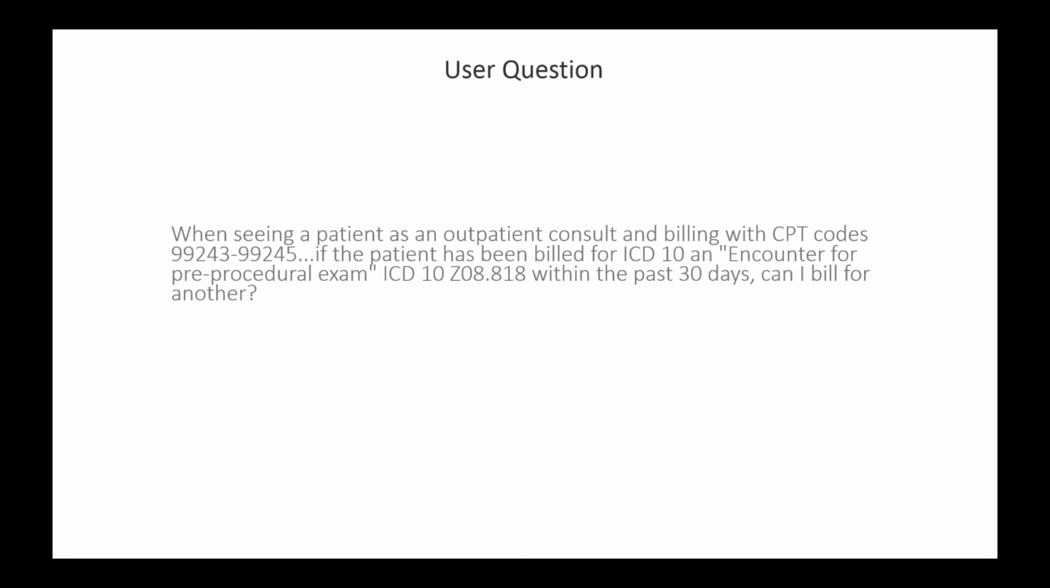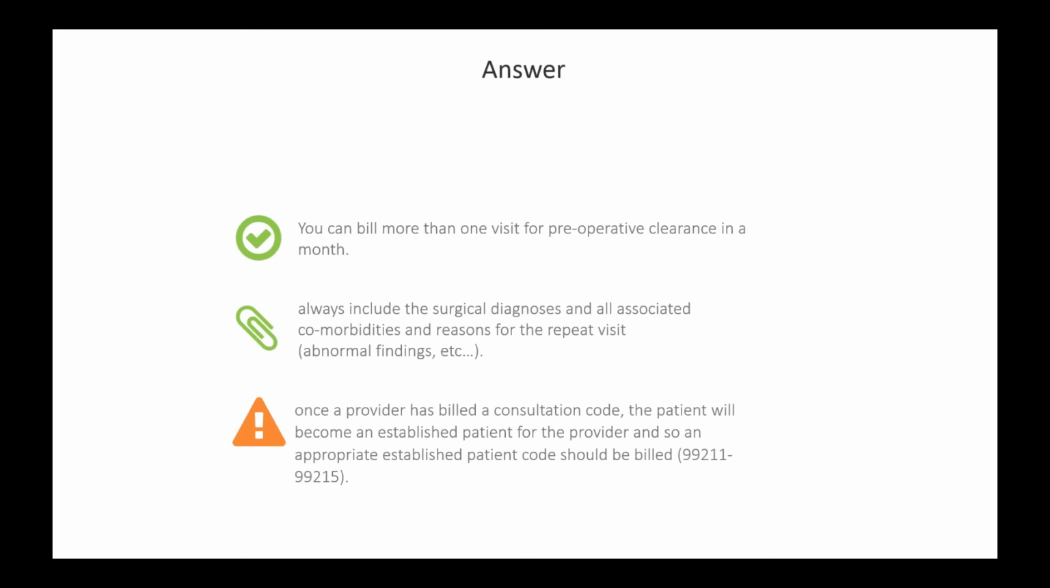When seeing a patient as an outpatient consult and billing with CPT codes 99243 through 99245, if the patient has been billed for ICD-10 and encounter for another, oh, I'm sorry, I actually went to the wrong question. This is actually if you can bill multiple times for a pre-procedural exam within the 30 days. You actually can, but it's all going to rely on your documentation. So when you're billing, you're originally seeing the patient, and it's a non-Medicare, non-managed Medicare patient. Let's say you bill a 99243.